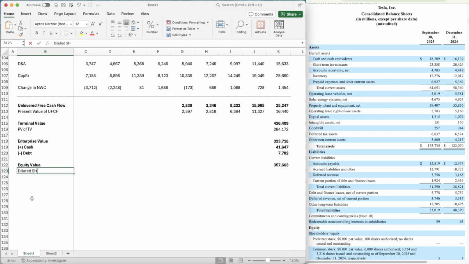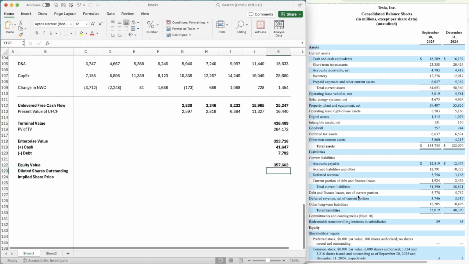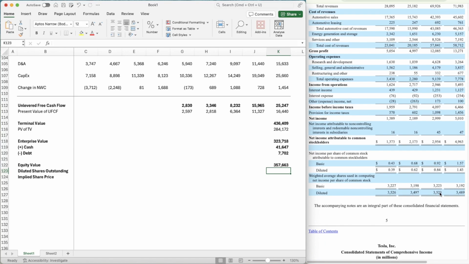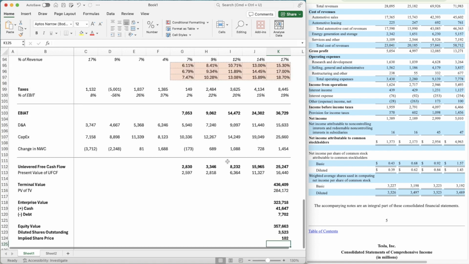Next step is you find your diluted shares outstanding. And we can get the implied share price from these two figures. For the diluted shares outstanding, come on to the income statement. And we want the 9 months ended, diluted, 3523. Okay. Now we go equity value divided by the diluted shares outstanding, and we get a forecast, an implied share price of $102.24.